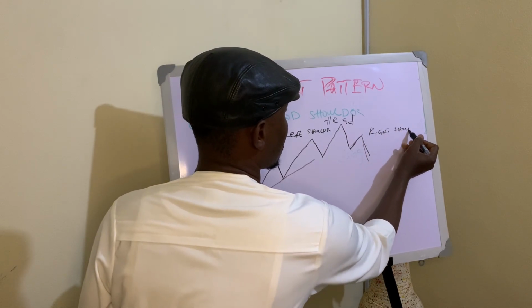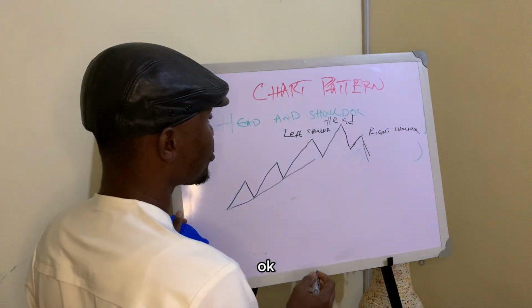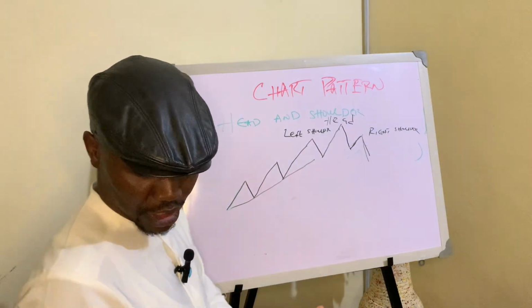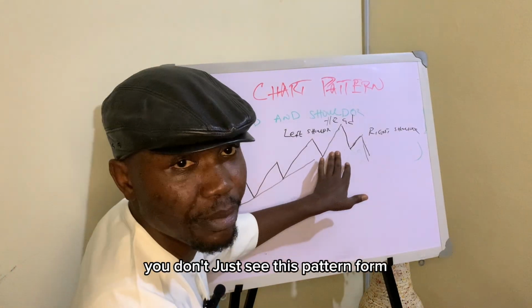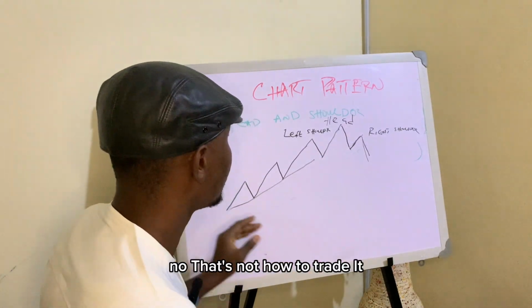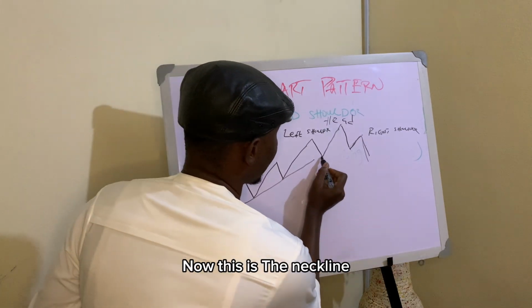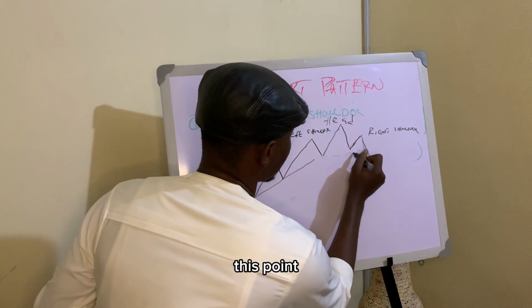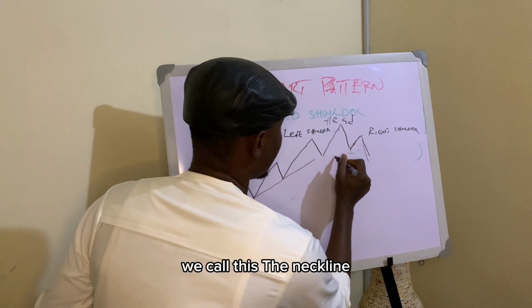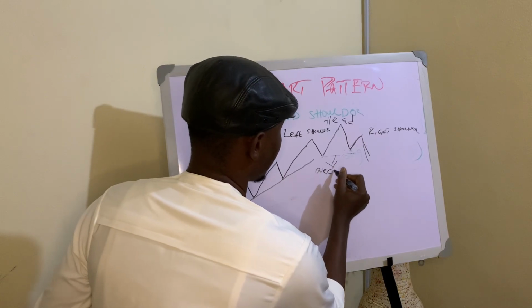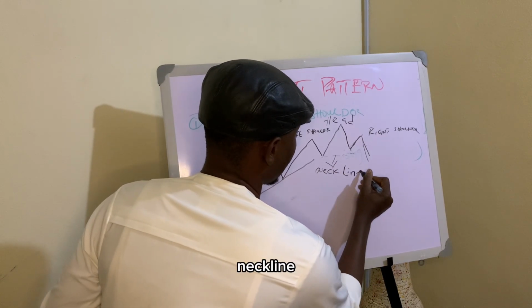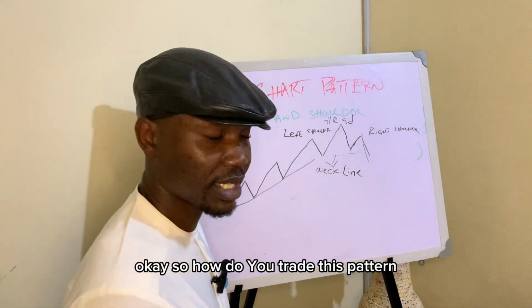Now, how do you trade this pattern? You don't just see this pattern form and take a trade. No, that's not how to trade it. Now, this is the neckline. This point is the neckline. How do you trade this pattern?